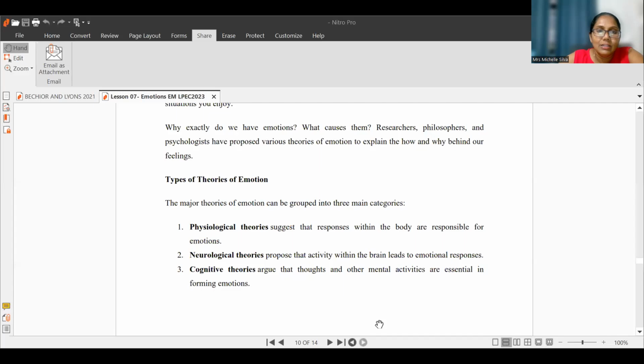So let's discuss the last topic of today's lesson, the theories of emotion. Basically, there are different theories of emotion. The major theories of emotion can be grouped into 3 main categories. First one is physiological theories, neurological theories, and cognitive theories.